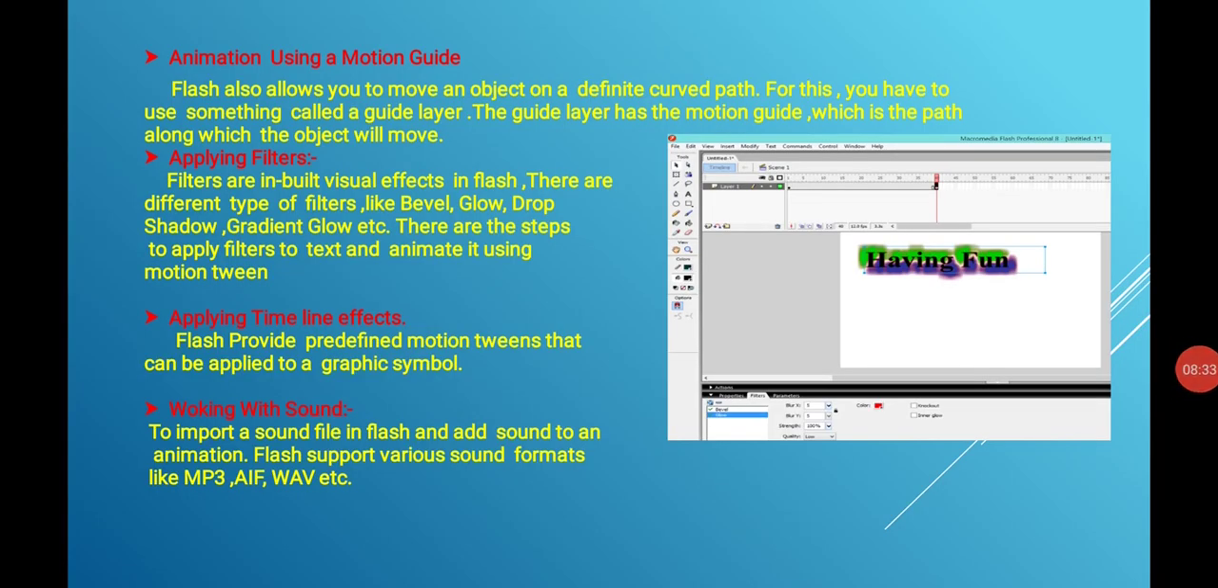Now next one is animation using a motion guide. Flash also allows you to move an object on a definite curved path. For this, you have to use something called a guide layer. Here the guide layer has the motion guide, which is the path along which the object will move.